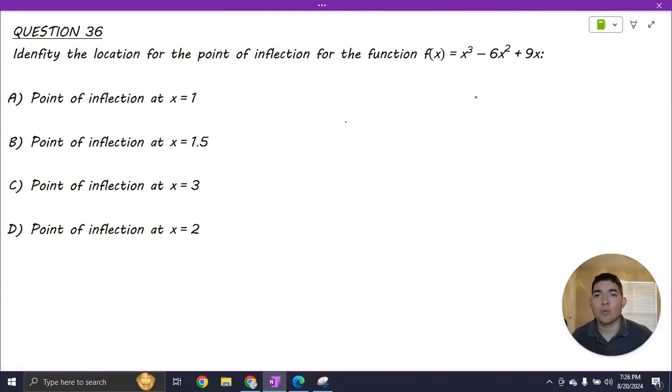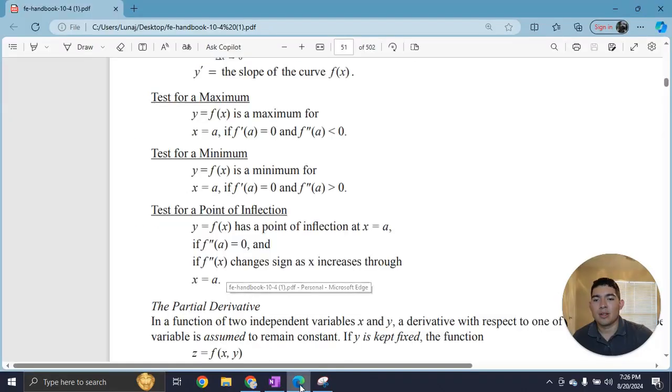Moving on to problem 36, now we're going to move past the maximum and minimum value test. This time we need to find the location for the point of inflection of this function. So the test for a point of inflection can also be found on page 45 of the FE reference manual. It's going to be right under the test for maximum and minimum that we've been using.